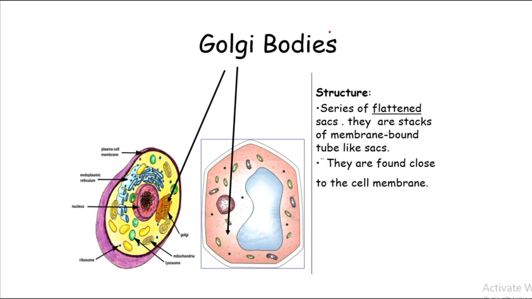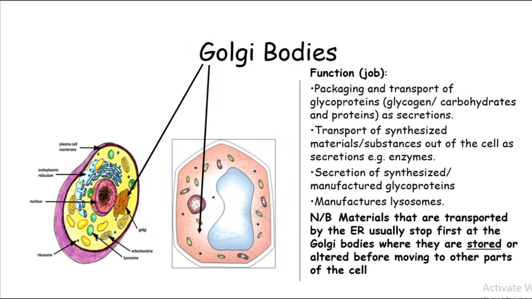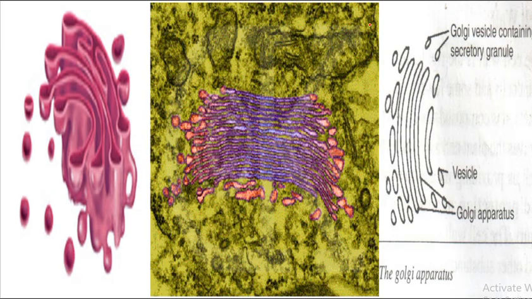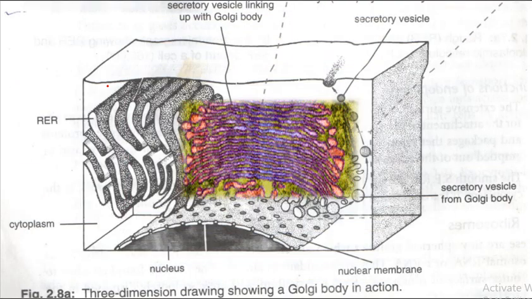Next, we have what we call Golgi bodies, or in other words, the Golgi apparatus, and it contains a series of flattened sacs. They are stacks of membrane-bound, tube-like sacs found close to the cell membrane. Let's look at those sacs we are talking about. You can see the Golgi apparatus, and they have vesicles, and they look like sacs. As you can see in these diagrams, just looking like sacs.